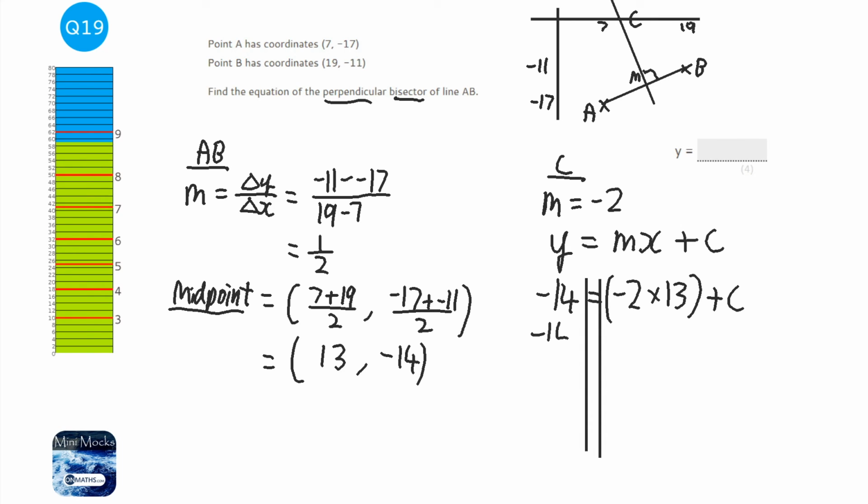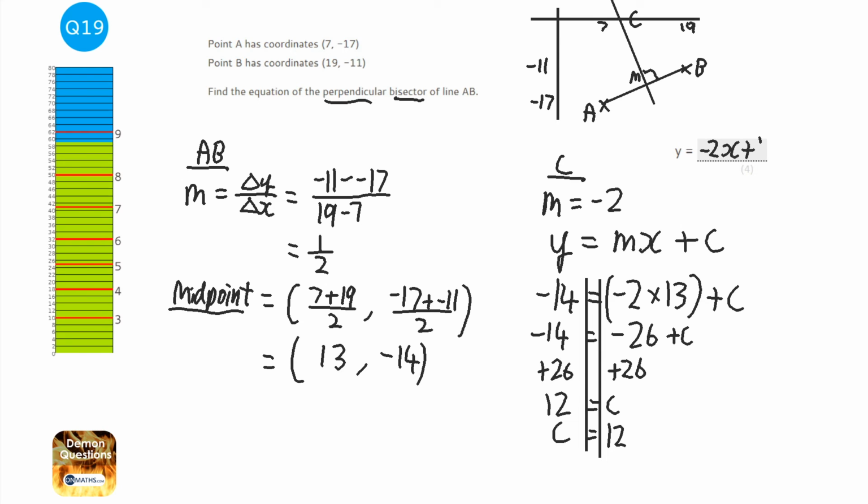So minus 14 equals, and that's going to be minus 26 plus c. I'm going to add 26 both sides. And if this is on the calculator, then obviously always use your calculator to be sure. So it's going to be 12 equals c, or c equals 12. So therefore the equation, in the form y equals mx plus c, is going to be y equals minus 2x plus 12.